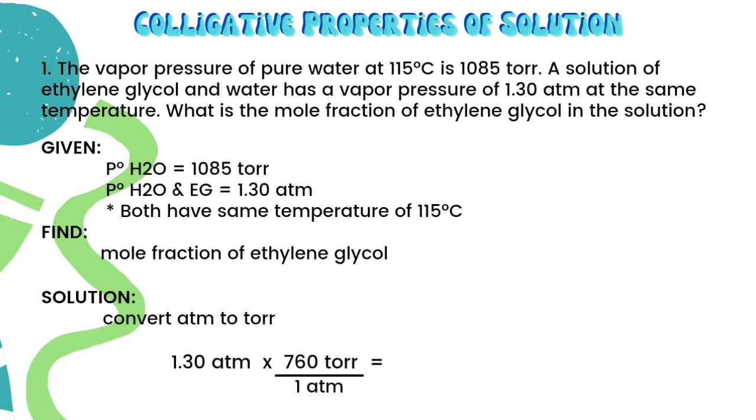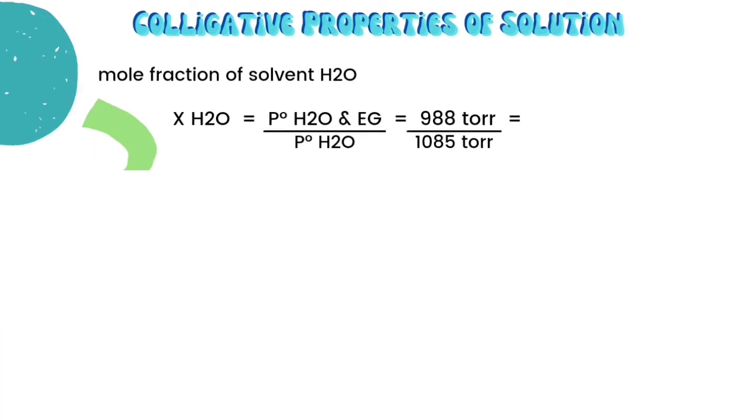First step is that we must convert 1.30 atm to torr so that both vapor pressures would have the same unit. According to the computation provided, 1.30 atm is multiplied by 760 torr over 1 atm, which would get a result of 988 torr. Second step is to determine the mole fraction of water, wherein the vapor pressure of the solution is divided by the vapor pressure of water. Mathematically speaking, 988 torr is divided by 1085 torr, which would equal 0.91.